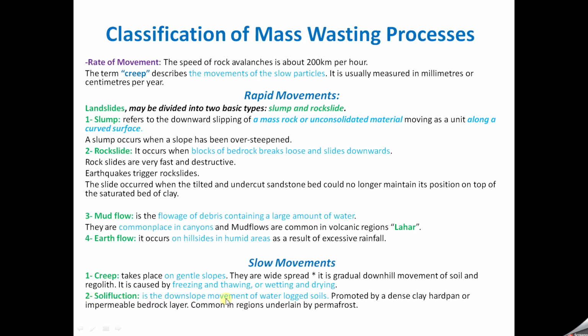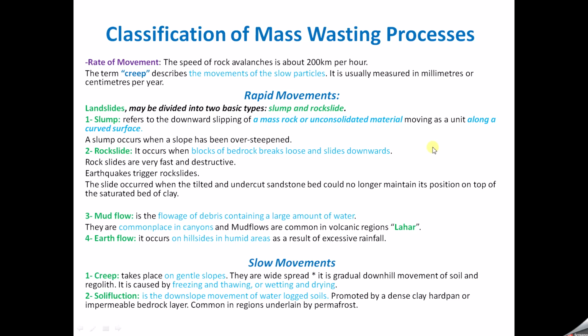Solifluction is the downslope movement of waterlogged soils, promoted by a dense clay hardpan or impermeable bedrock layer, common in regions underlain by permafrost. Permafrost is the layer of the earth that is frozen for the whole year.